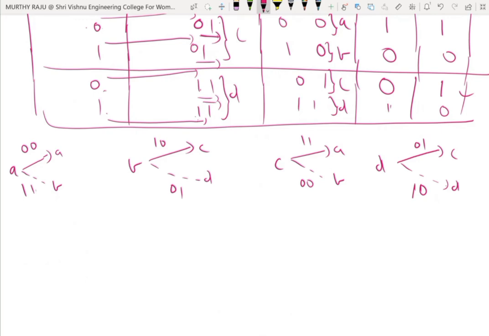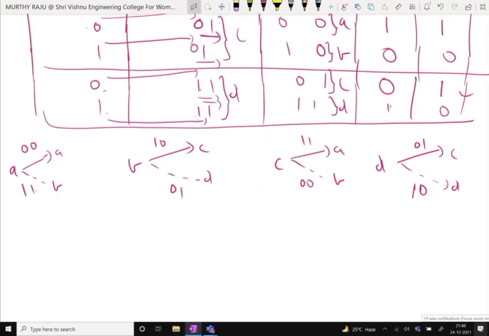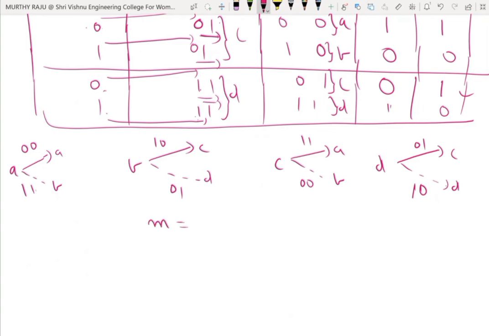analyze the code tree of a convolutional encoder. For the given message sequence, M is equal to 1 1 0 1 1 1 1 0 0 1 1, encode this given message sequence with the help of code tree analysis. For A, from A to A, input bit is 0, output is 0 0. From A to B, input bit is 1, output is 1 1.